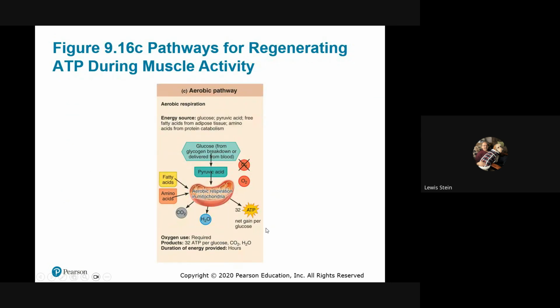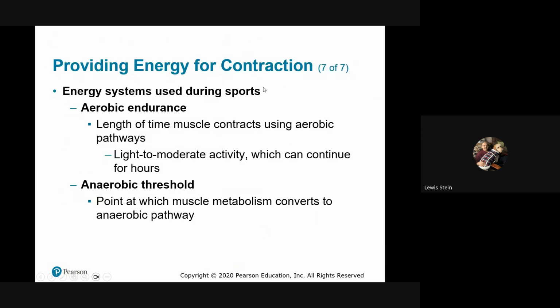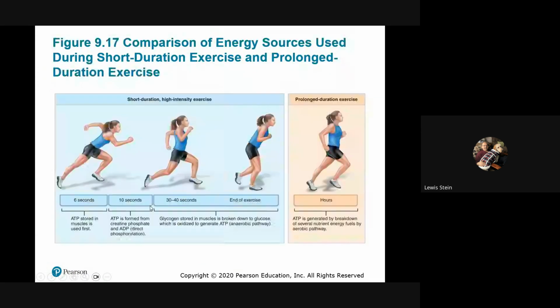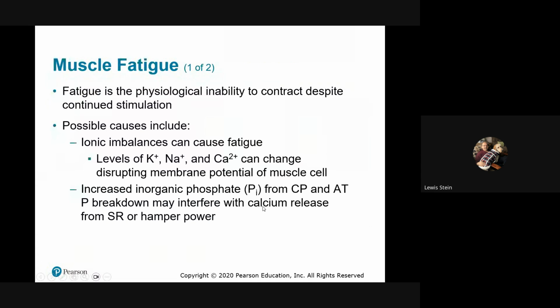Moving on. So the whole idea is to be able to understand that and what type of sports you're doing, what we have to work. And that's why I wouldn't endeavor to teach it to you. Length of time the muscles contract using aerobic pathways: hours. Anaerobic threshold, a threshold, the point at which the muscle metabolism has to convert. Okay, and they show you that graphic.